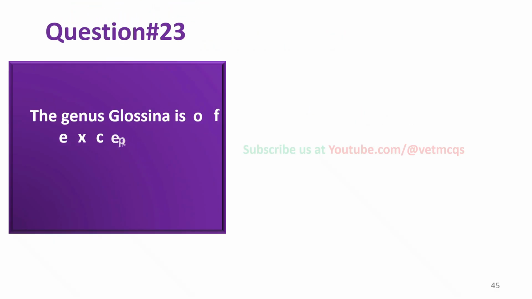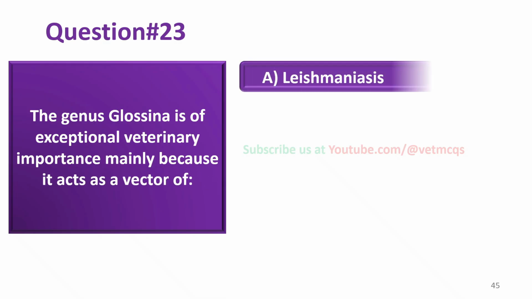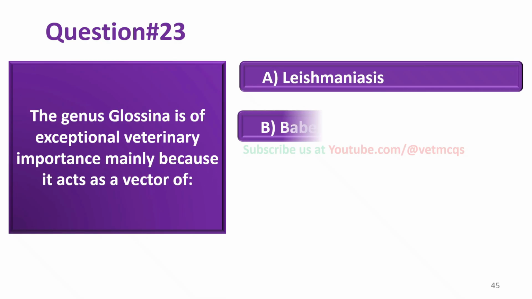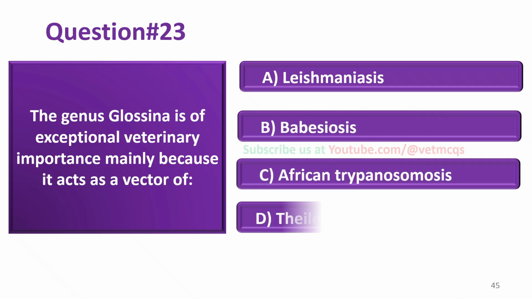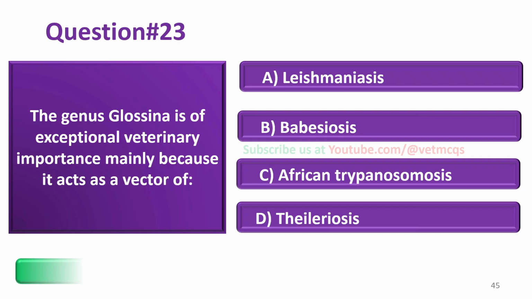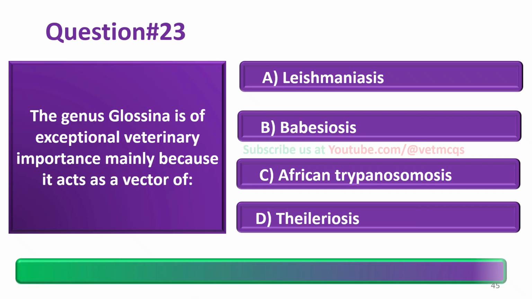The genus Glossina is of exceptional veterinary importance mainly because it acts as a vector of leishmaniasis, babesiosis, African trypanosomosis, theileriosis. And the correct answer is option C, that is African trypanosomosis.